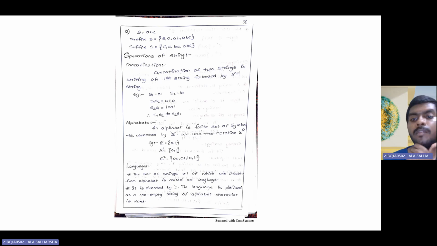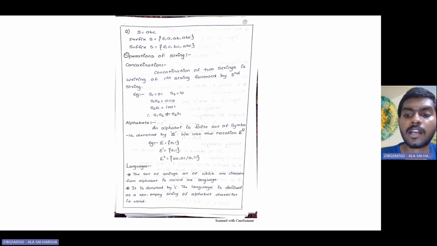Coming to the next topic, operations on strings. What are the operations that can be done on strings? First one is concatenation, which is nothing but an addition. Concatenation of two strings is writing the first string followed by the second string. If we take 00 as S1, the first string, and 10 as S2, the second string, and concatenate them both, it would be 0010. We have to note that S1S2 is not equal to S2S1 in this case.